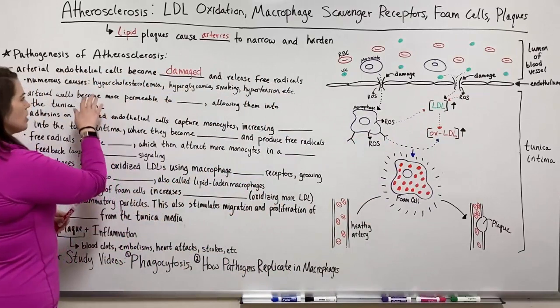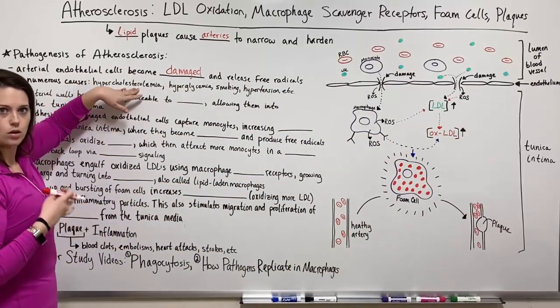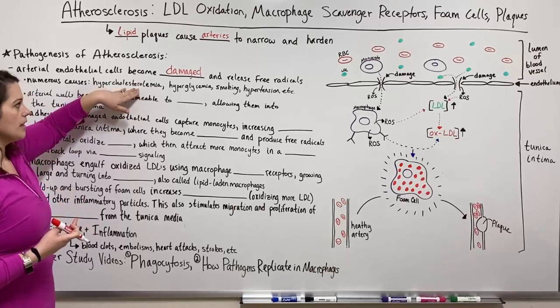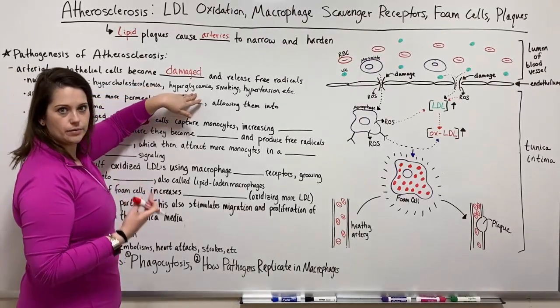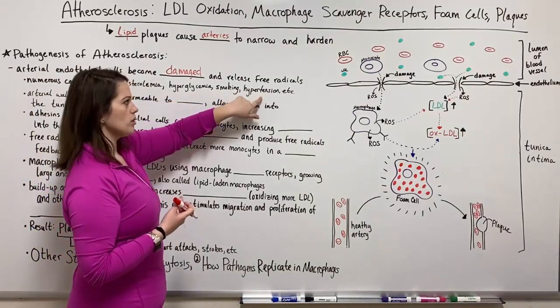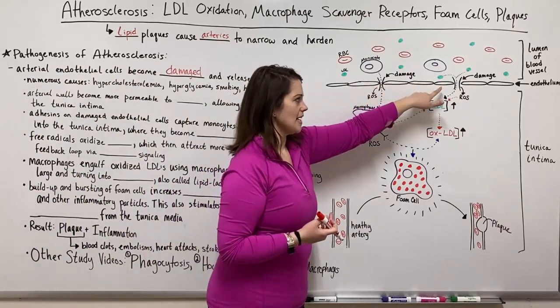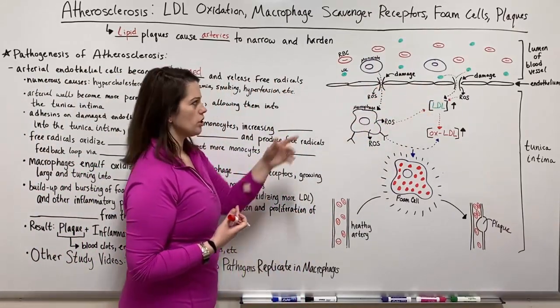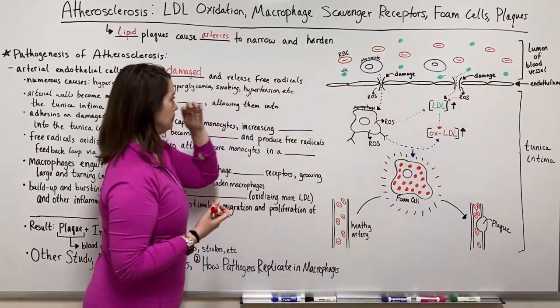There are numerous causes for this. Hypercholesterolemia, or too much cholesterol chronically in the blood, can cause it. So can hyperglycemia, chronically high blood sugar, smoking, and hypertension, that's the high blood pressure. These are all different things that can cause damage and then dysfunction to this layer of endothelial cells.